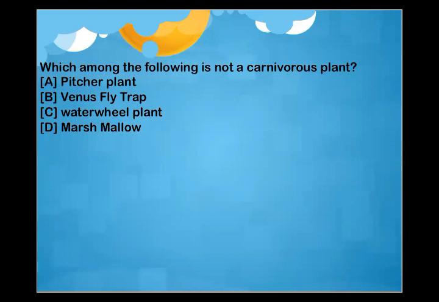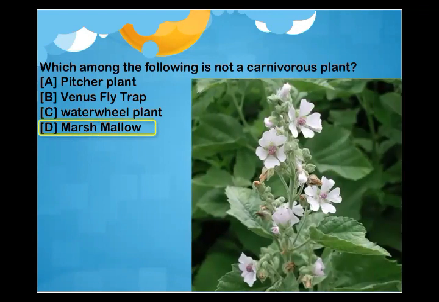Given the four following options, pitcher plant is an insectivorous plant. Venus flytrap also is an insectivorous plant, and waterwheel plant, which is Drosera, is also a carnivorous plant. The marshmallow, which is the odd man out here, is not a carnivorous plant.